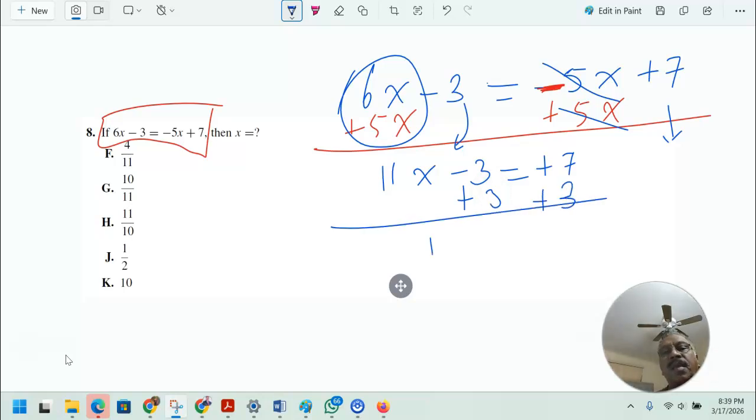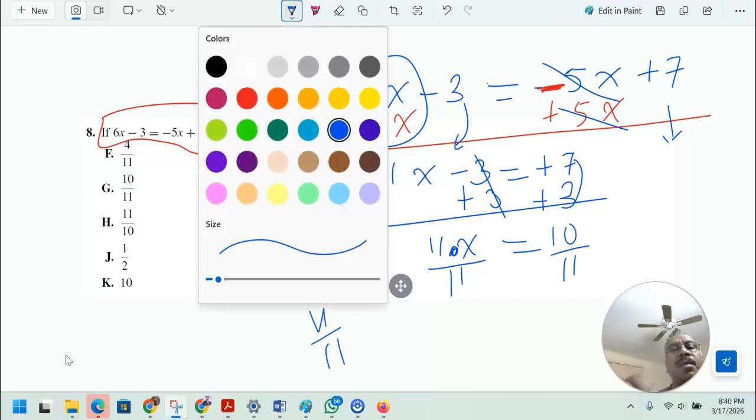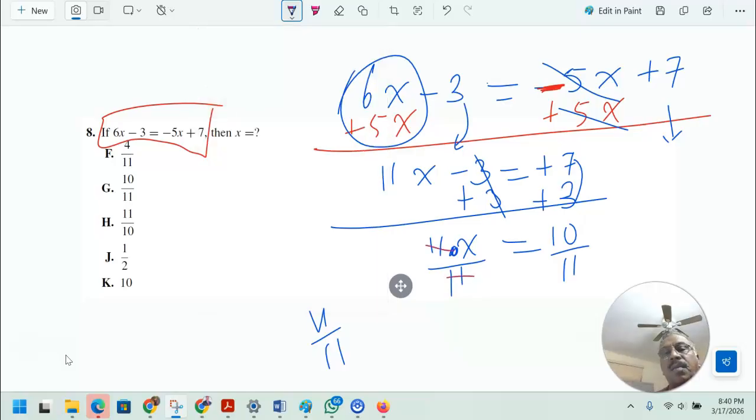So some questions are so easy, right? And you get 10. And then this is 11. So the opposite of multiplication is division. So we divide both sides by 11. 11 over 11 is 1. So it's as good as cancelling out. Can cross out this. So just a 1x is 10 by 11. And you're done. 10 by 11.